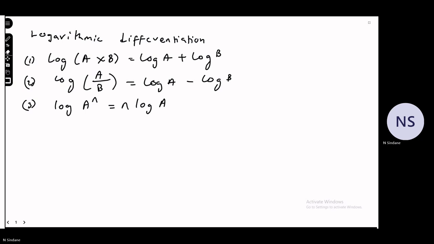Then we come to ln. In calculus, we are going to deal more with ln than log. We are going to differentiate ln more than log. They are also similar to logs. The laws of ln are also similar to log. This is presented by Napierian logarithms.